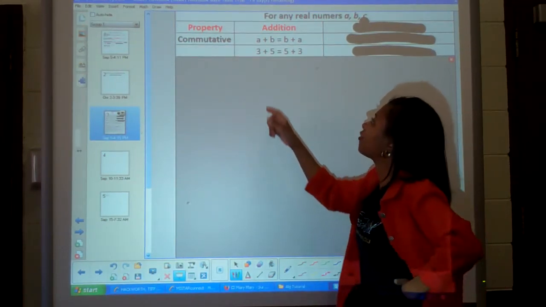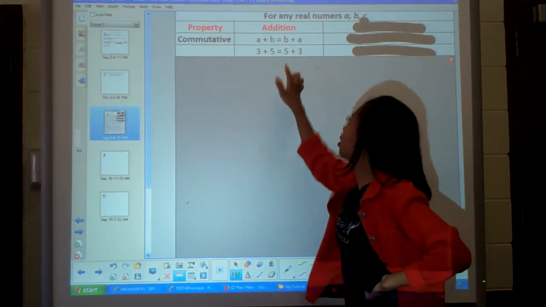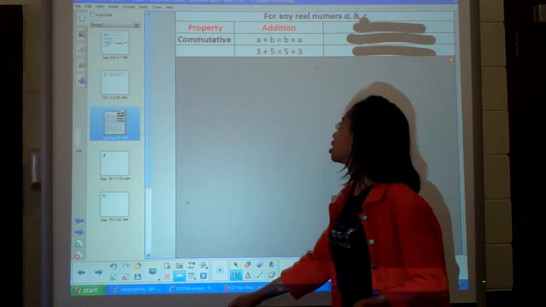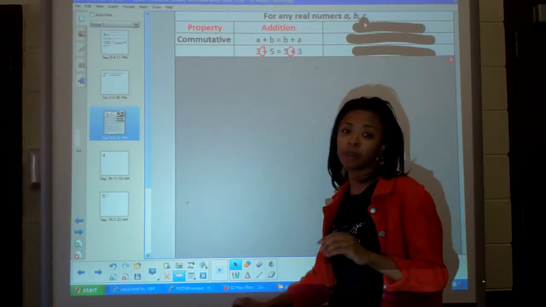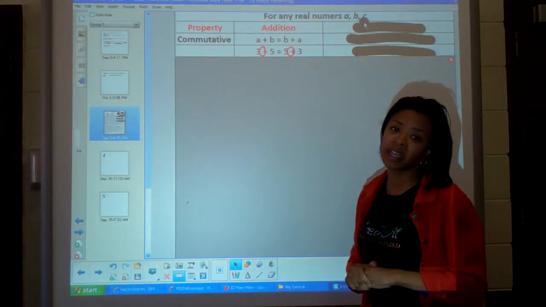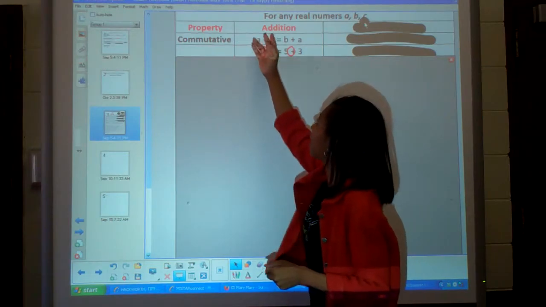For example, 3 plus 5 is going to be the same answer as 5 plus 3. So the commutative property for addition is the same whether I do the 3 plus 5 or the 5 plus 3, where 3 is the A and the 5 is the B. Commutative means I'm switching them around, for addition.